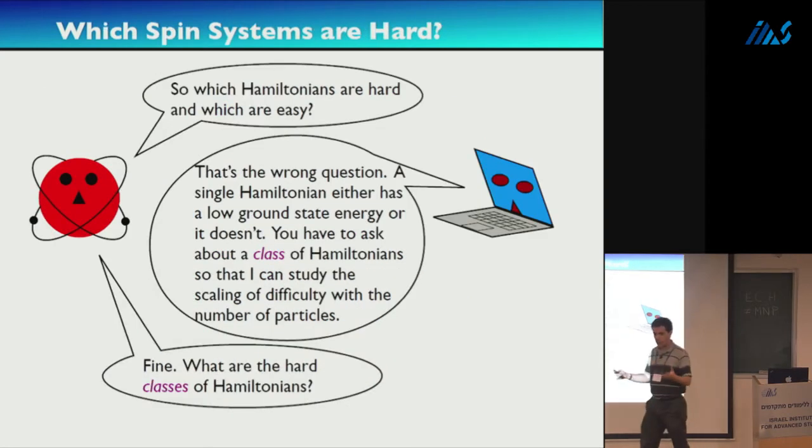Okay, so the natural question then is, which Hamiltonians are hard and which ones are easy? Some of them are certainly easy, and we know that some of them are certainly hard. But we'd like to understand which are which.